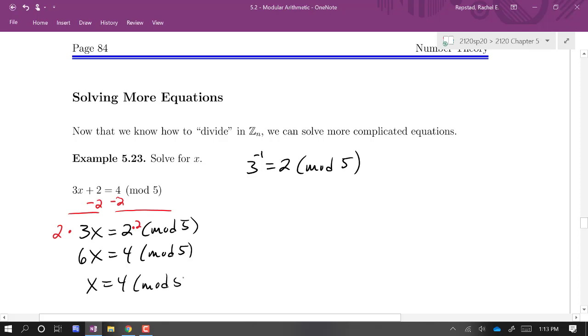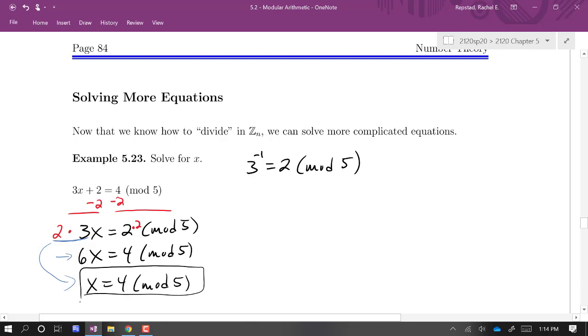In fact, because I knew I picked the inverse, I was guaranteed that this was going to just reduce to plain old x. And so a lot of times people will skip this step here and go straight to the last one, and that's fine. That's good communication. So we get x equals 4 mod 5.